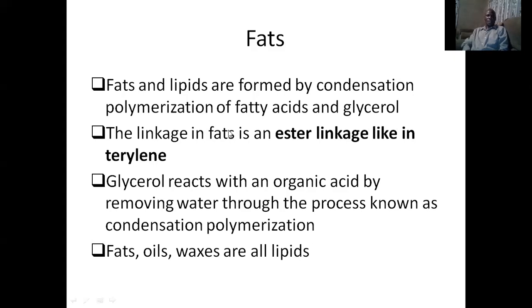Well, fats are a natural macromolecule, meaning that they are big molecules, and as such, fats and lipids are formed by condensation polymerization of fatty acids and glycerol. Glycerol is an alcohol, and fatty acids are an organic acid. And so, when you polymerize these through the process of condensation polymerization, you form fats.